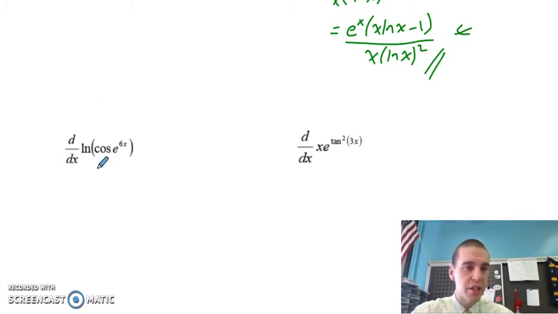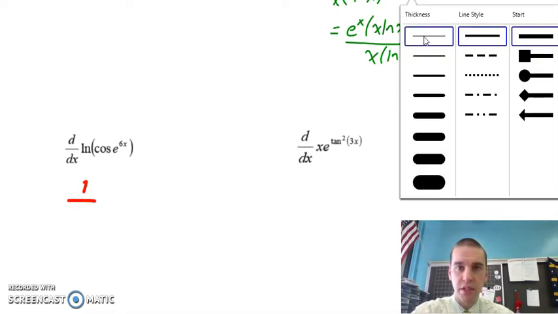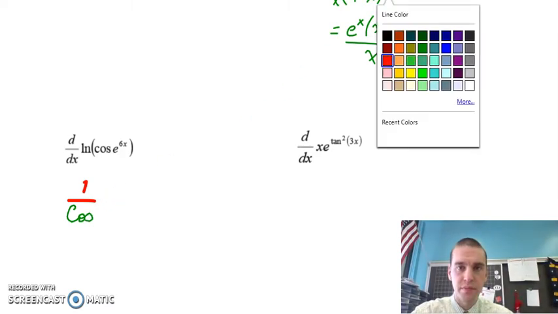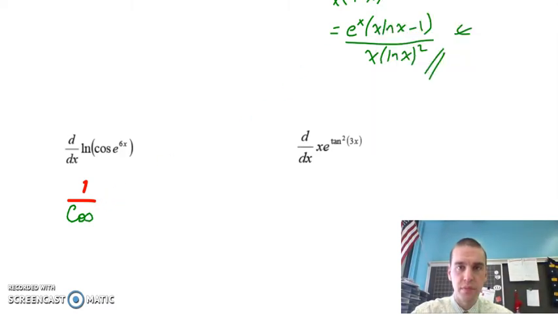The last two here for this page. Ln is 1 over, of course now it changes colors when I don't want it to. Cosine, e to the 6x, 1 over all of that. That's where the derivative of ln comes into place, multiplied by the derivative of the inside. The derivative of cosine, negative sine.